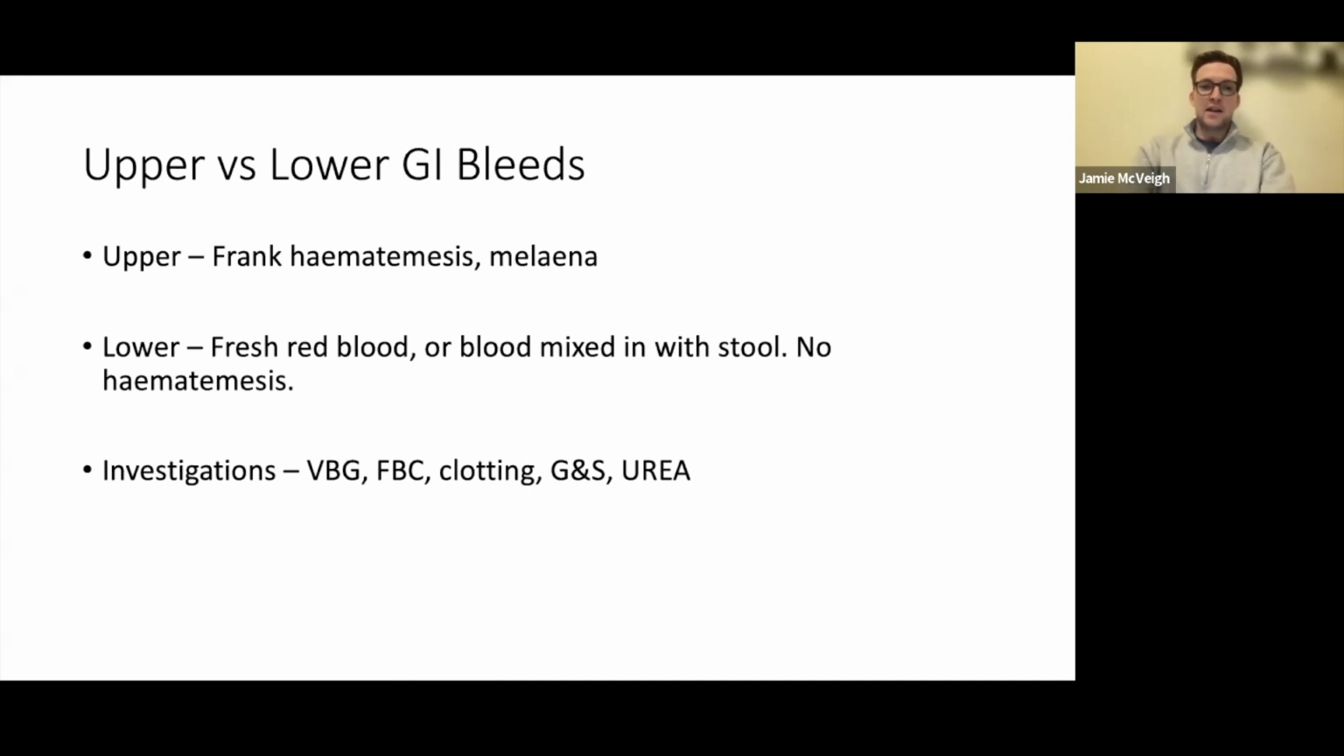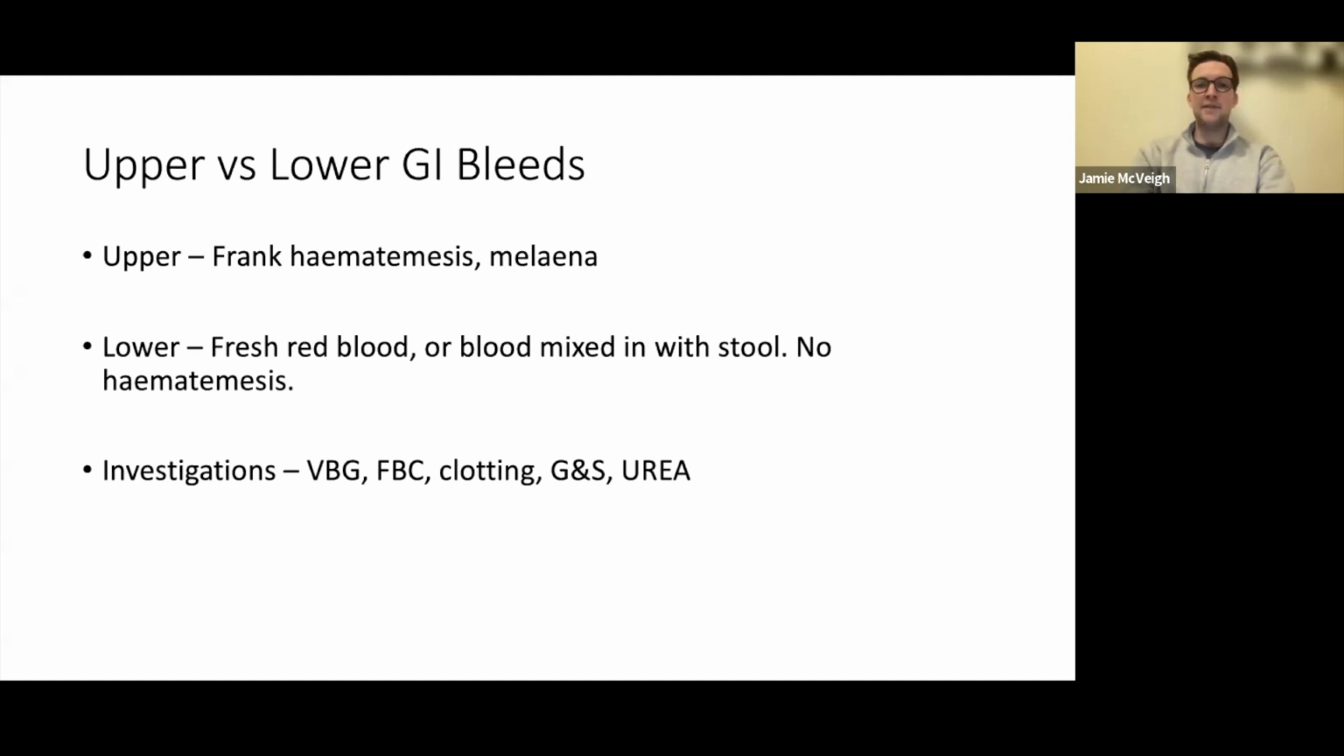Lower GI bleeds rarely have blood in the vomit. More commonly, it's really bright red blood, and it's occasionally mixed in the stool, depending on how high up the bleed is, okay? So as a general rule, the lower down the bleed, the fresher the blood.